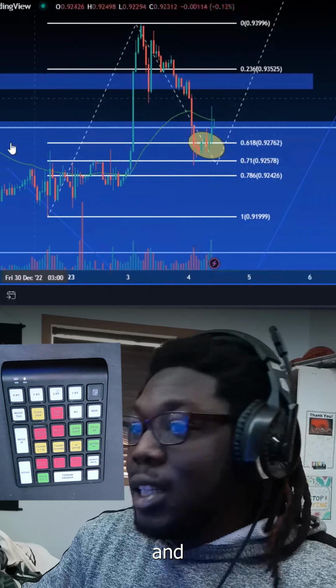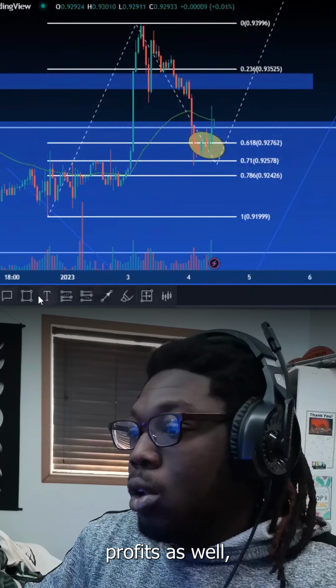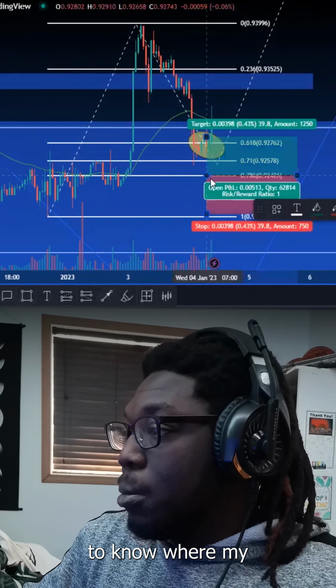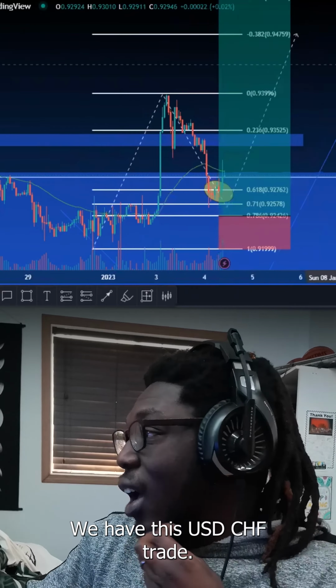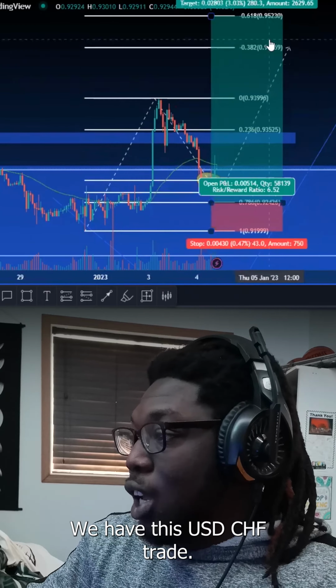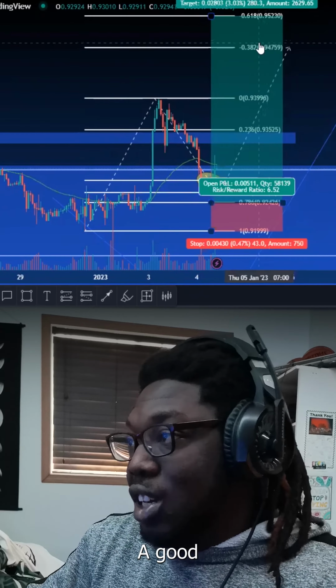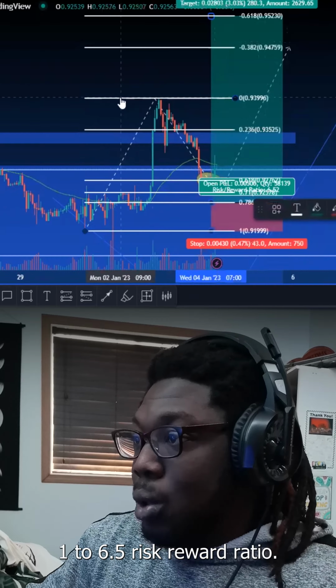I'm going to go ahead and set the take profits as well, because it is important to know where my take profits will be standing. We have this USDCHF trade. I'm risking 43 pips to gain 280 pips, a good 1 to 6.5 risk to reward ratio.